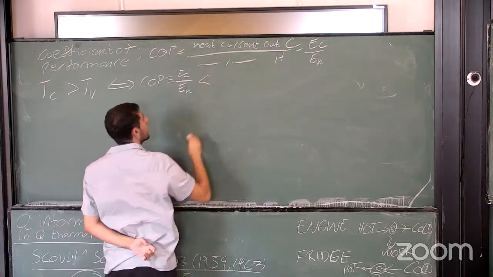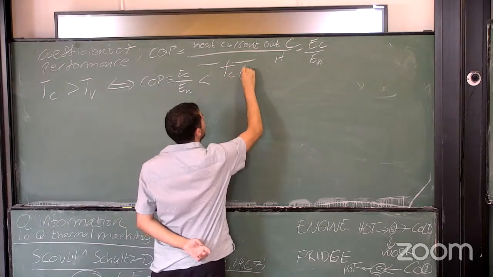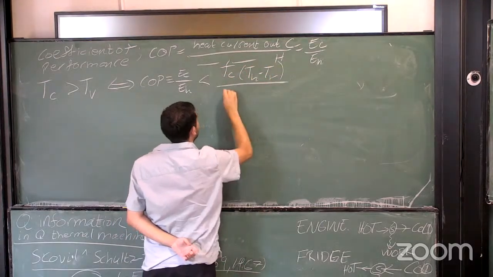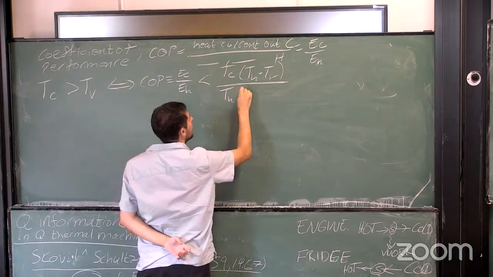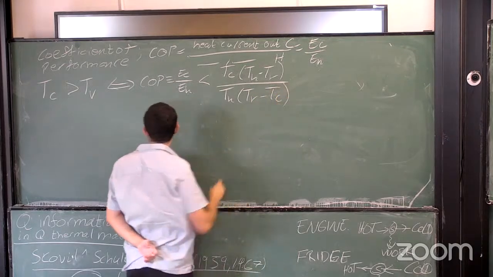Okay, let's see if I remember this one right. The cold one minus the hot one minus the room divided by the hot one minus the room and the cold. So this is perfectly equivalent.